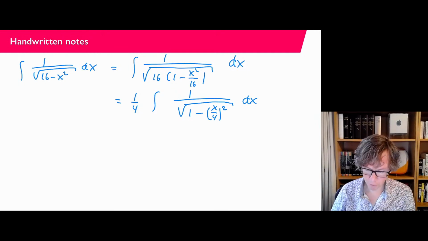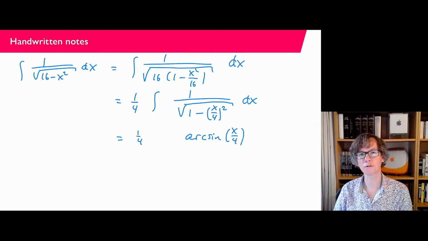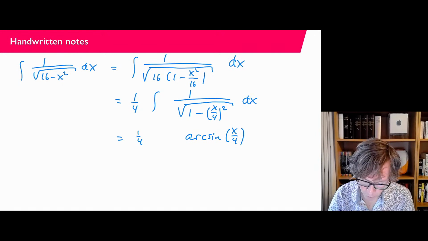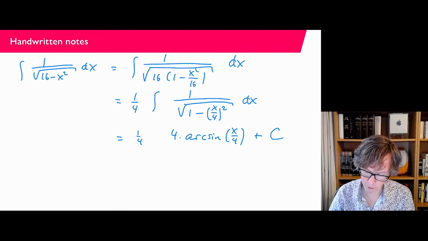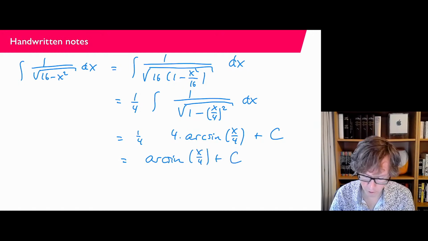And this one, if you look, is the arcsine of x over 4, because if you differentiate that, you get precisely the integrand. And now with the chain rule, you would get an additional 1 over 4, so it's going to be 4 times, plus some constant. And apparently it is simply arcsine of x over 4 plus a constant.